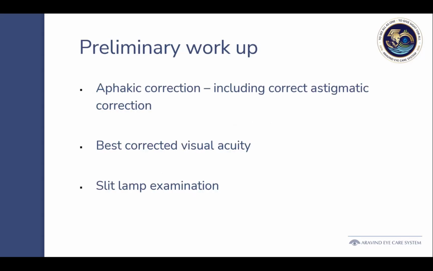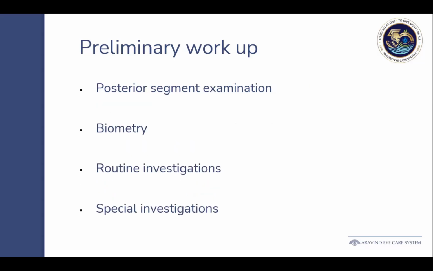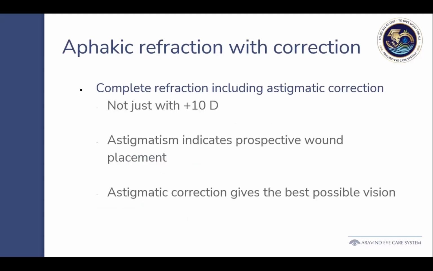So the preliminary workup is pretty much like the scheduled one, but still it has got to be more thorough. You have to do an aphakic correction, including the astigmatic correction. The best corrected visual acuity has to be measured. The slit lamp examination needs to be done. The posterior segment examination needs to be thorough. Do a biometry, routine investigations, and special investigations.